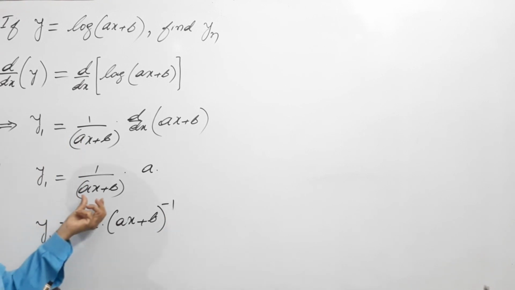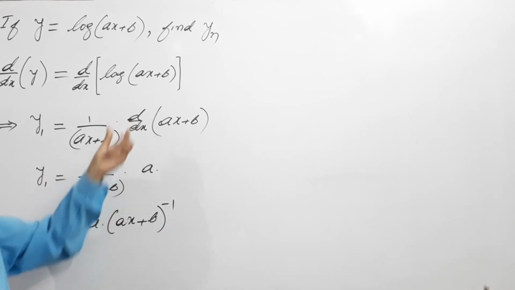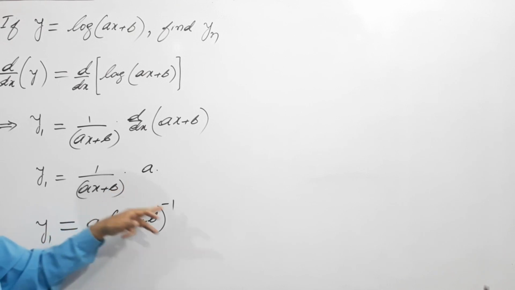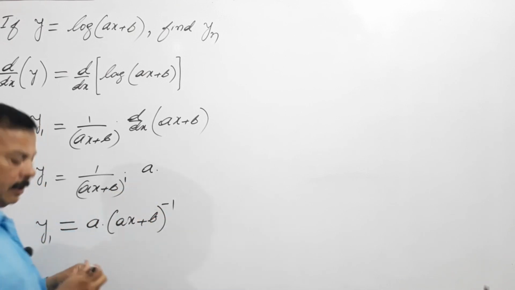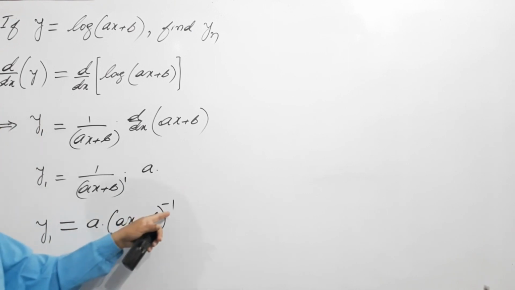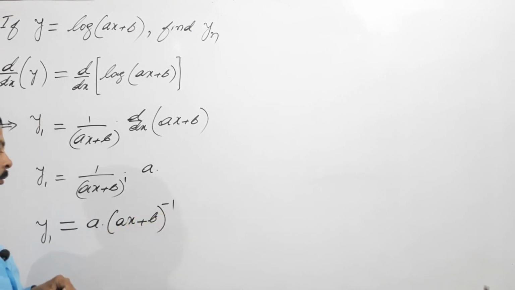I am going to bring this ax plus b to the numerator. So the power becomes minus 1. So now it is, let us assume, to the power 1. Once this goes to the numerator, it becomes minus 1. So now we have to differentiate it for the second time.